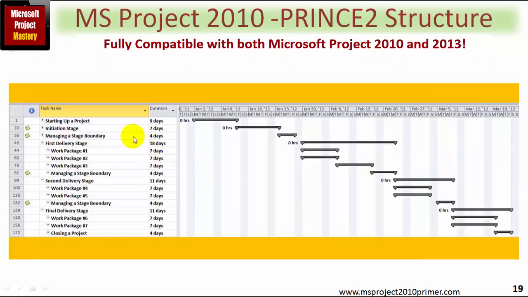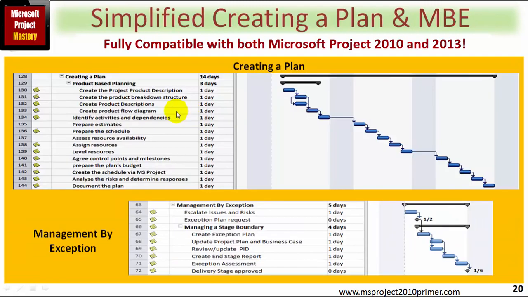The basic structure, as I've covered in previous slides, shows how each project is split up into starting up a project, initiating a project, managing a stage boundary, and within each delivery stage, here shown by the Microsoft Project Summary bars, of course, you have a series, a parallel combination of work packages leading up to the final delivery stage where you would close a project. You have a creating a plan template, which includes the product-based planning aspects, and management by exception, which includes the managing a stage boundary process so that you can cut and paste this module should you ever determine that an issue or risk would cause you to forecast that tolerance is to be exceeded.